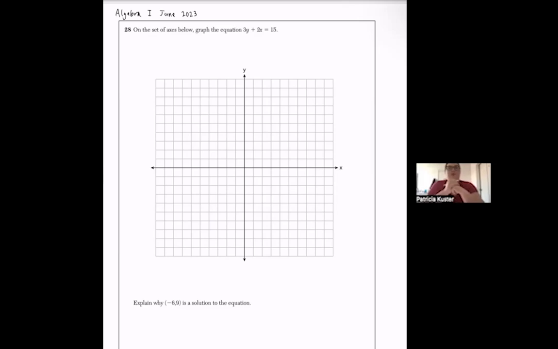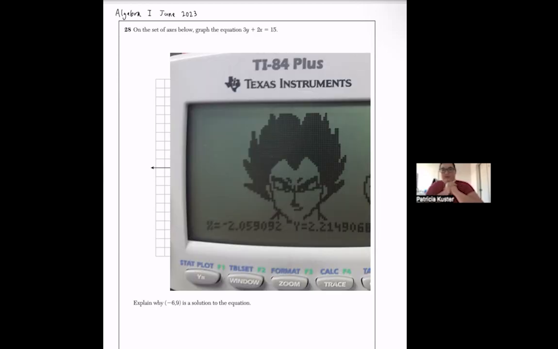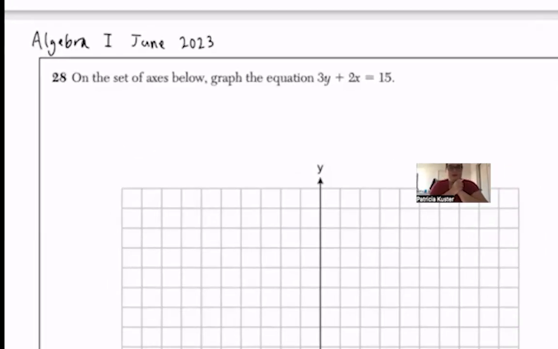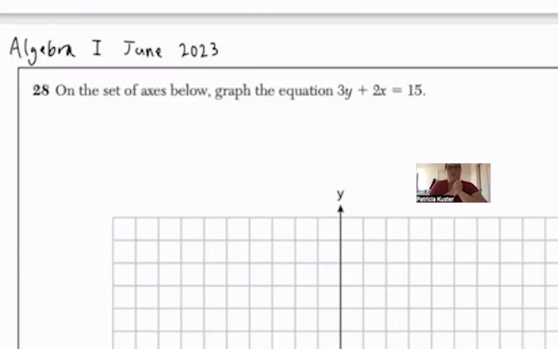Today I'm going to be going over a question from the June 2023 Algebra I Regents. So let's get started. This question is about linear equations, one of the most tested topics on the Algebra I Regents. It has a little bit of solving, a little bit of graphing. The question reads: on the set of axes below, graph the equation 3y plus 2x equals 15.